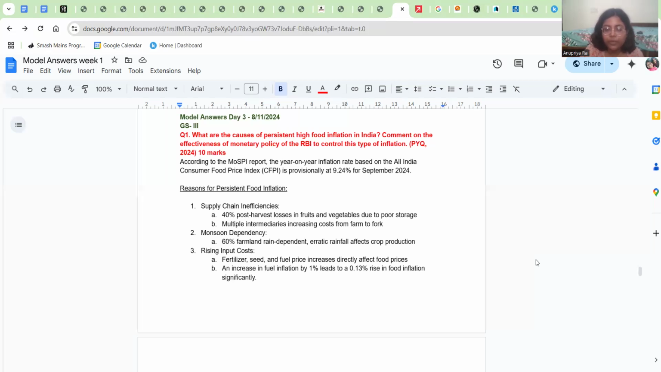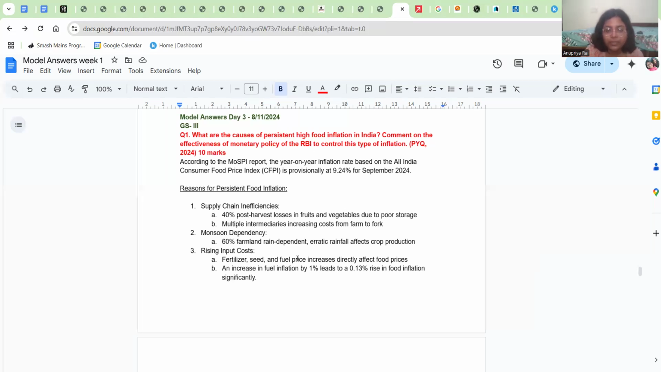inflation is a very common topic. You might get any recent data on inflation. So try to get food price index or consumer price index or whatever inflation related data you have, write it down and say that it is headline inflation, that it includes food and fuel as well. So according to the Ministry of Statistics and Programme Implementation report, the year on year inflation rate based on all India consumer food price index is provisionally at 9.24%. So it's a fairly high rate of inflation, and it is asking about food inflation.